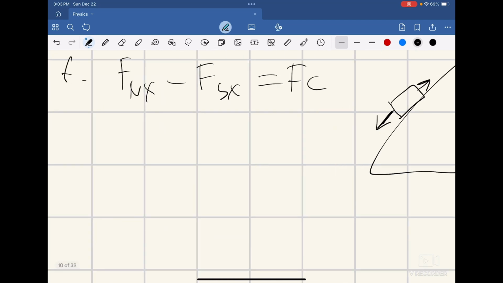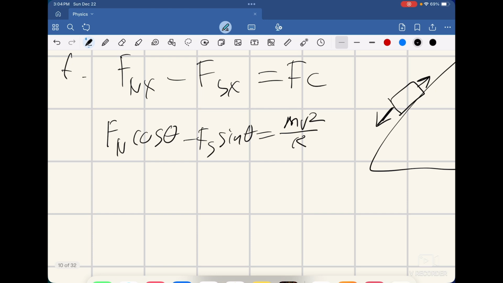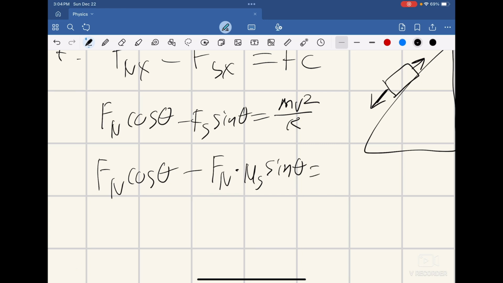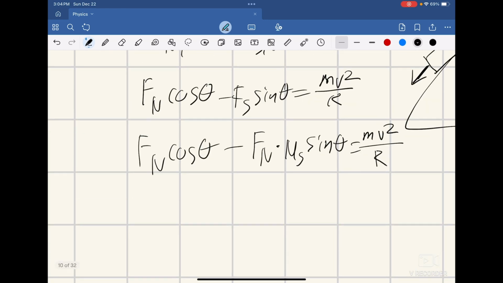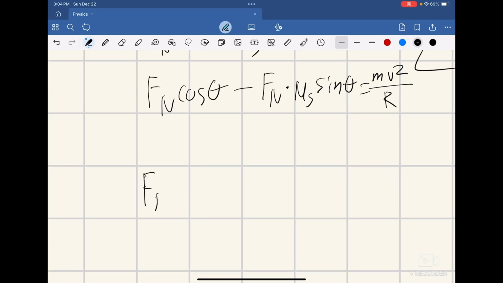So now we're going to do the same thing again. Fnx is Fn sine theta minus Fs cosine theta is equal to mv squared over r, and Fs is given by multiplying the normal force with the static friction constant, like we talked about before. And then now we have to find Fn using Fy. This time, adding Fsy plus Fny minus Fg is equal to 0.